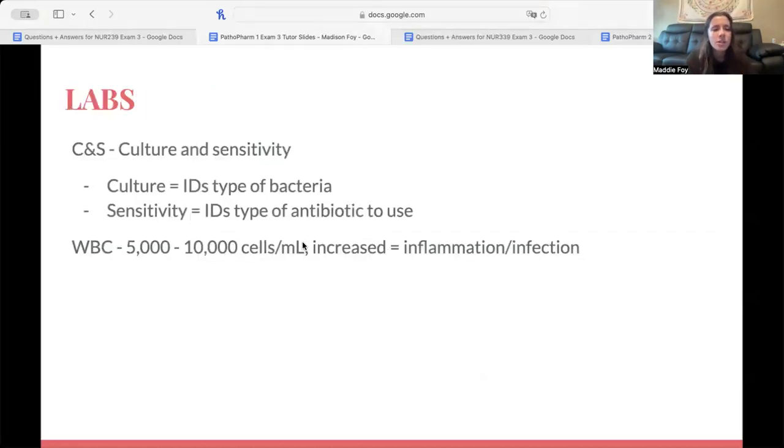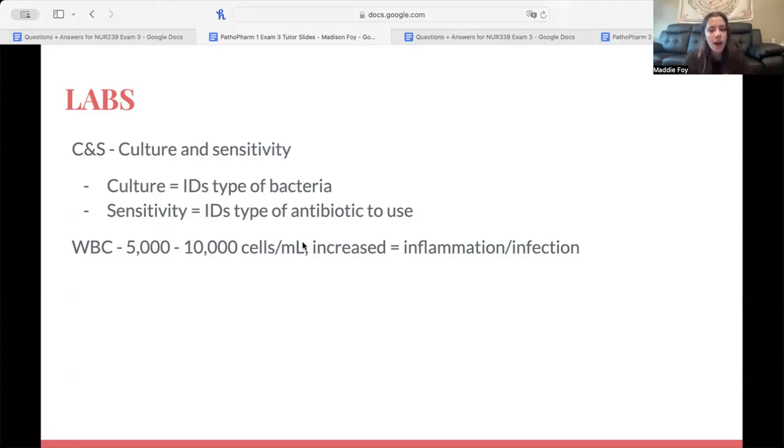Labs, cultures and sensitivities are super important. These also determine how we use anti-infective treatment. So culture is a lab test that identifies the type of bacteria, and then the sensitivity is what identifies how effective a certain antibiotic would be on that bacteria. So it's really, really hard to prescribe an effective antibiotic without obtaining a culture and sensitivity.